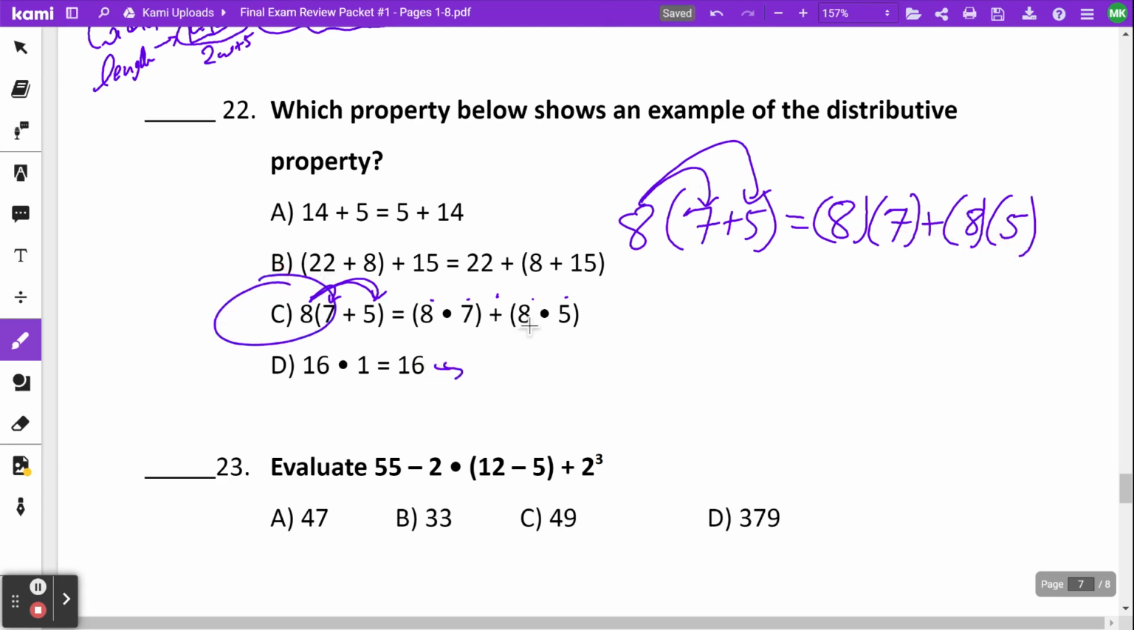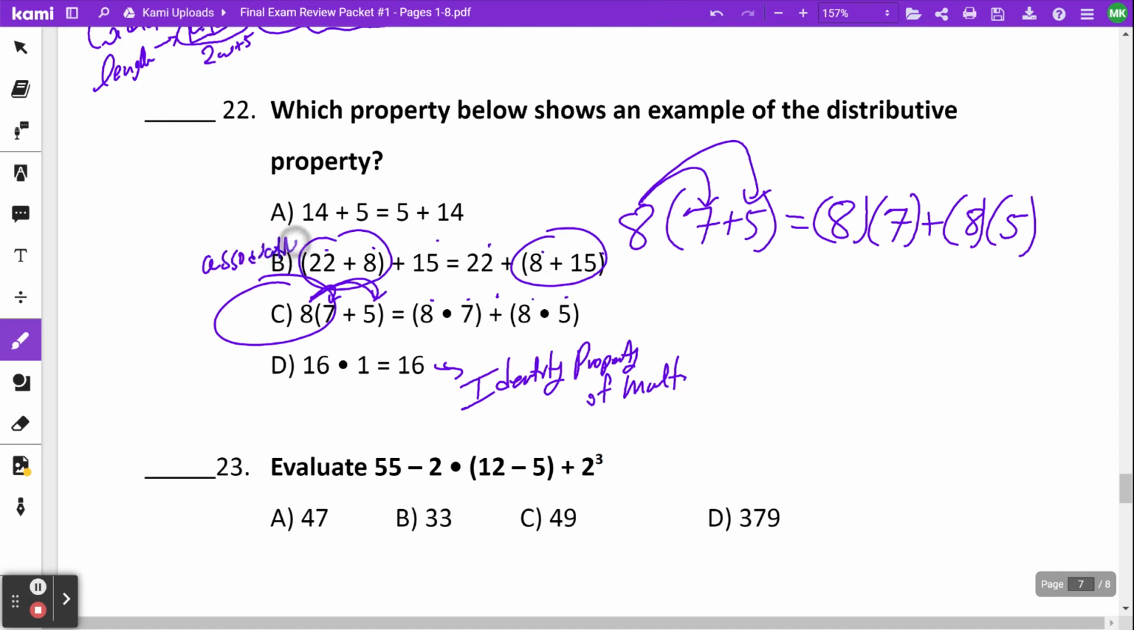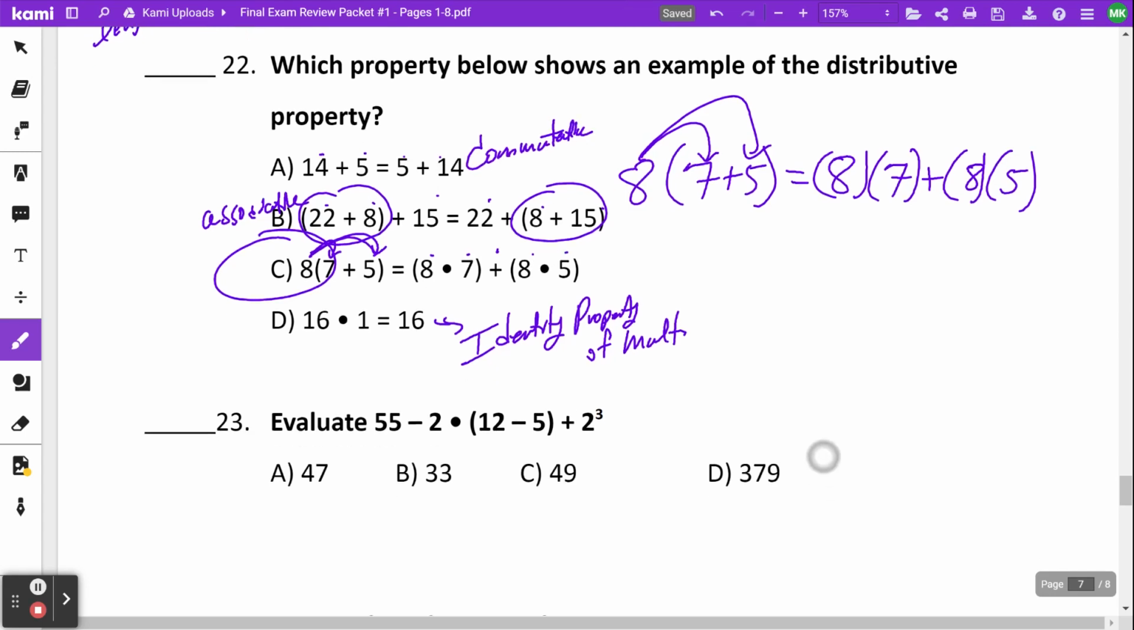The others aren't doing this. This guy here is an identity property of multiplication, right? This guy, 22, 8, 15, 22, 8, 15, they're just changing the grouping. This is called associative property. And this guy, since they're changing the order, is commutative property. Okay. All right.